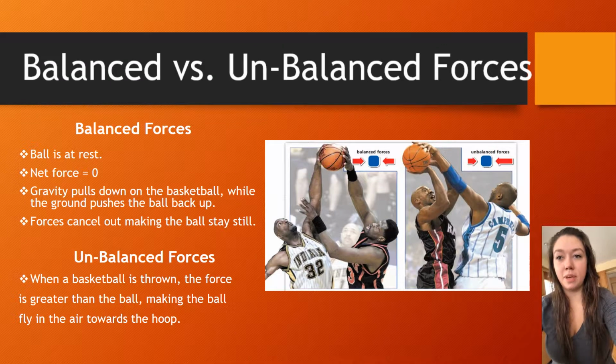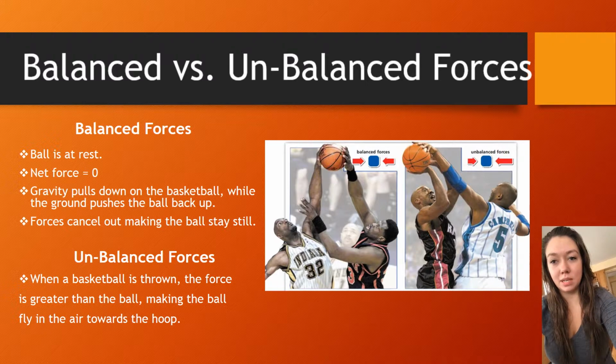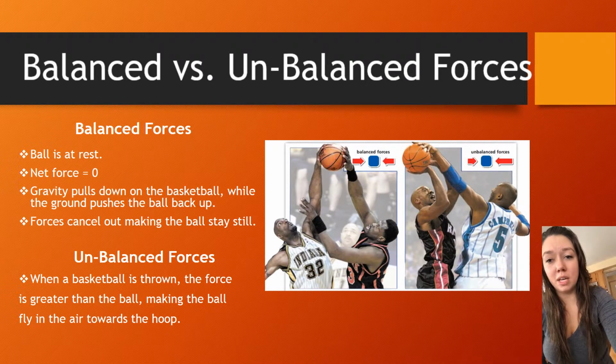Like I said before, we have balanced forces and unbalanced forces. For balanced forces, the ball is at rest, which means the net force is 0. Gravity pulls down on the basketball while the ground pushes the ball up. Since the forces cancel each other out, the ball remains still. For unbalanced forces, we have when a basketball is thrown, the force is greater than the ball's weight, making the ball fly in the air towards the hoop.